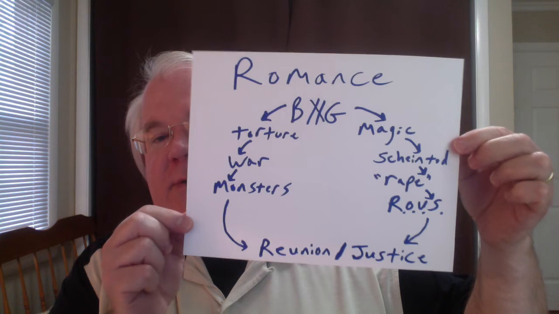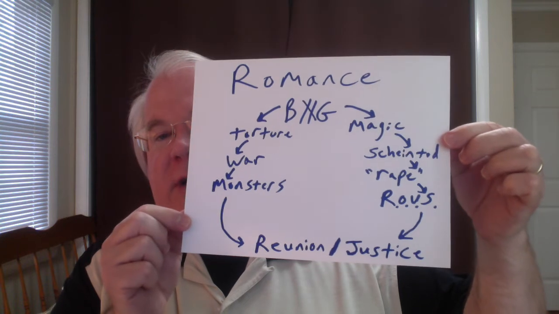You also sometimes in monsters have ROUSs. I mentioned that last time. That's rodents of unusual size from The Princess Bride. I love that piece as both a parody of the romance structure and a romance in and of itself.